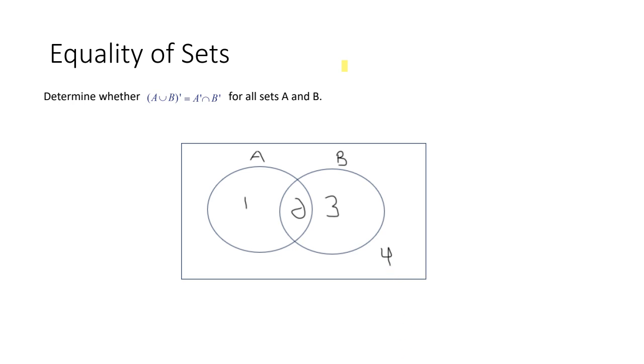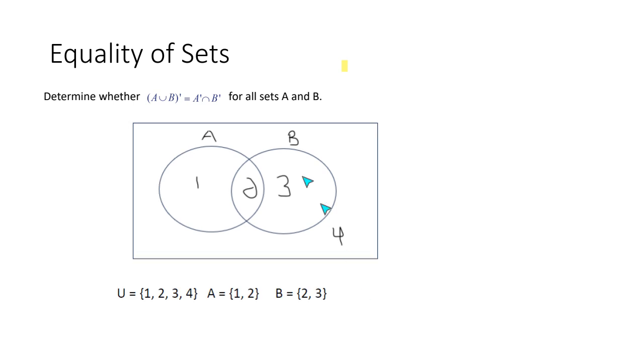Okay. And so then what I want to do is get my sets out of this Venn diagram. So my universal set is 1, 2, 3, 4. A is 1 and 2. B is 2 and 3.